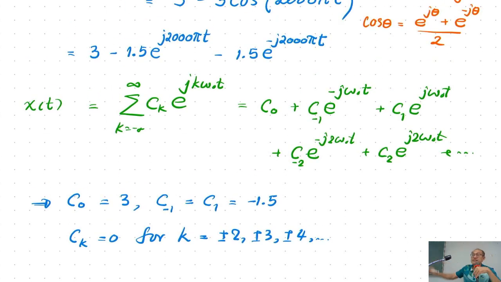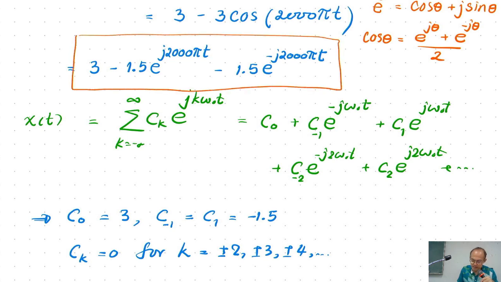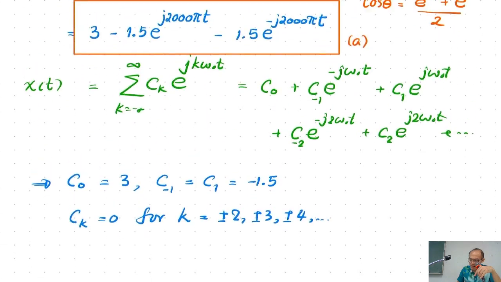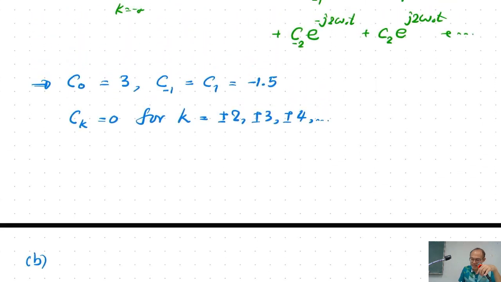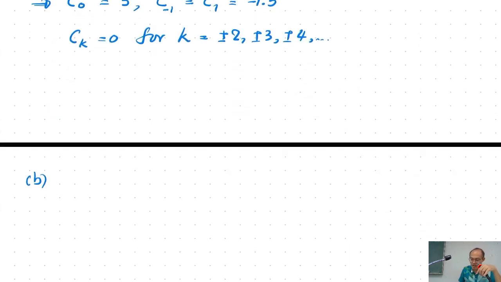Are you done with this? So this is the answer to part A. This is already a Fourier series. Now for part B, we want to plot a one-sided frequency spectrum, right? So we see in this case all the C's are real numbers, so it is quite easy to plot the frequency spectrum.